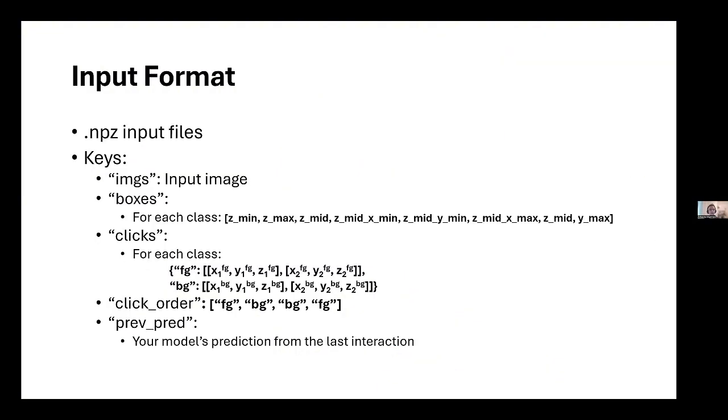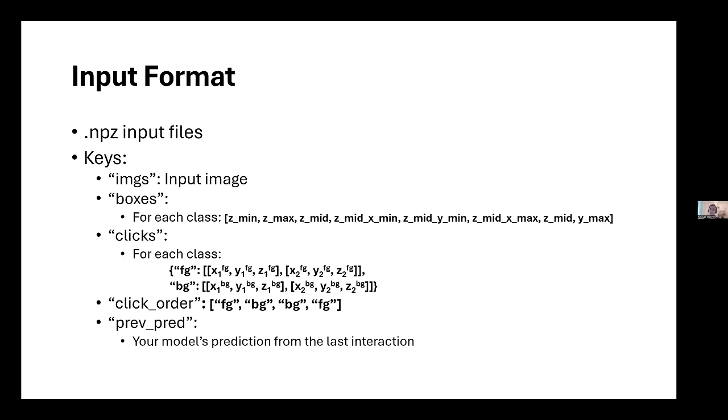So we already also went through the format, but for the evaluation, we also need to go into how clicks are encoded. So we have the MPZ input files, we have the images under the imgs key. We also have the boxes, which Jun already explained quite well. But we also have the clicks, and they're stored in a dictionary that stores foreground and background clicks.